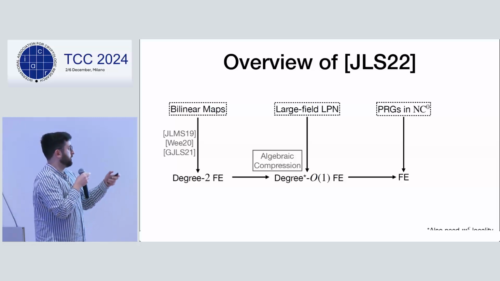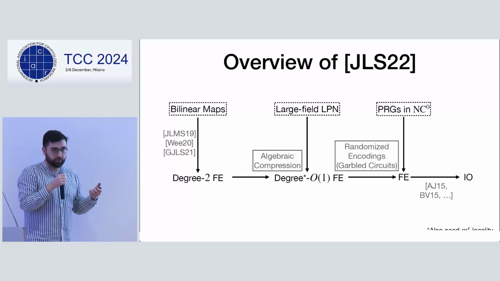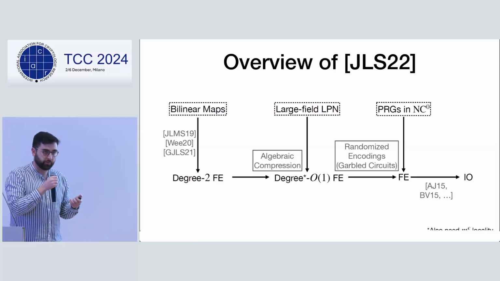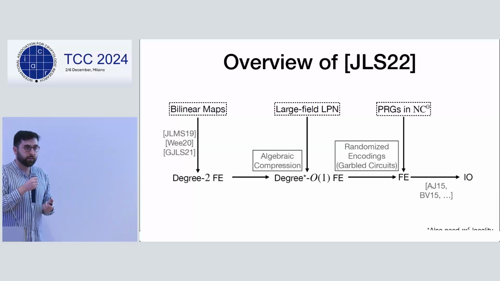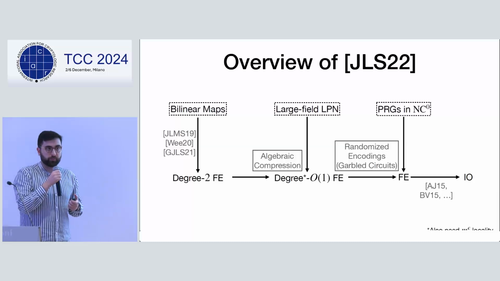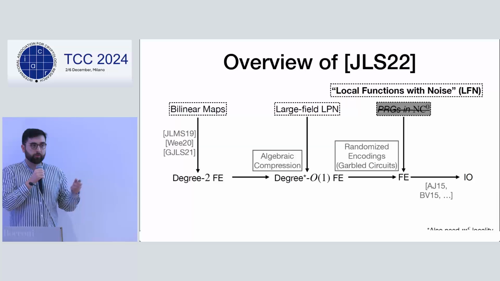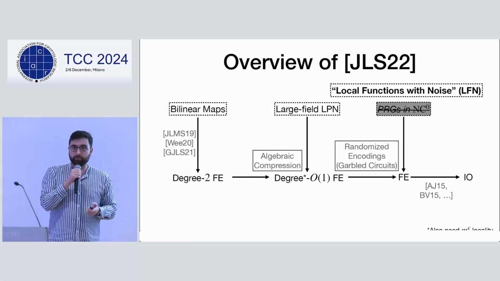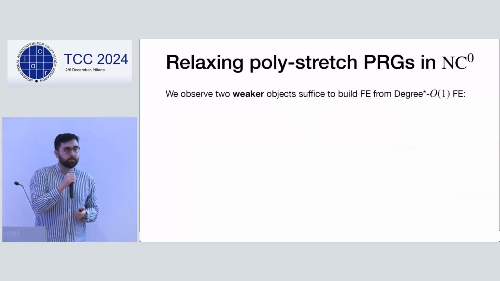And then the main technique going from constant degree FE and PRGs in NC0 is randomized encodings or Yao's garbled circuits. And then finally using AJ15, BV15 style bootstrapping theorems, we get from FE all the way to fully fledged indistinguishability obfuscation. And as a reminder, what we do is we replace the PRG in NC0 assumption with local functions with noise, LFN. And so how do we do that?